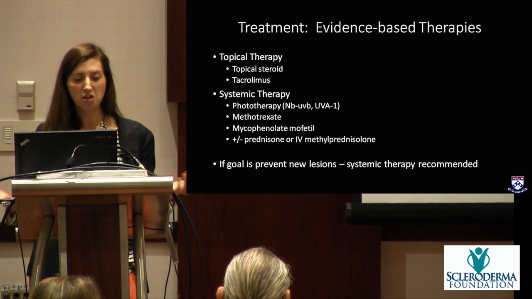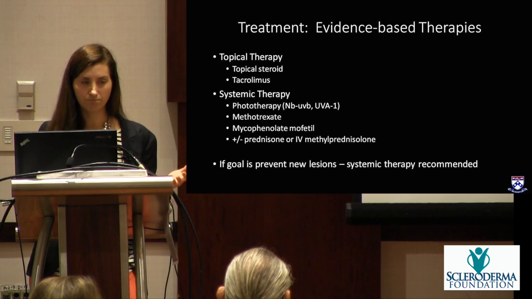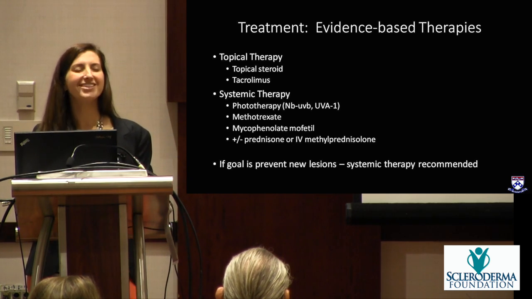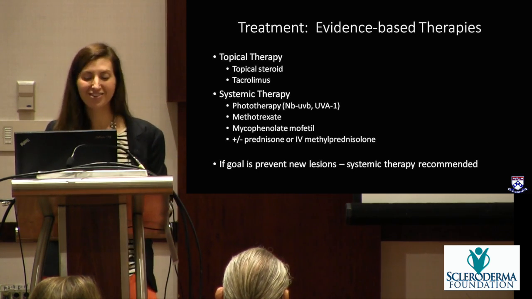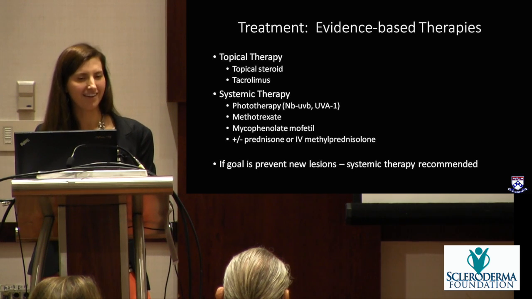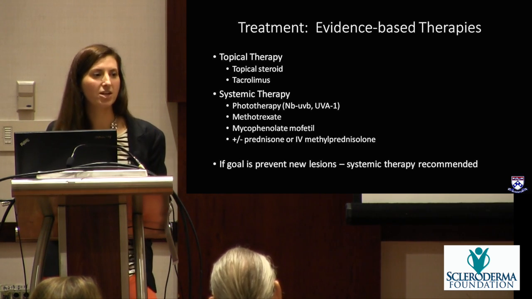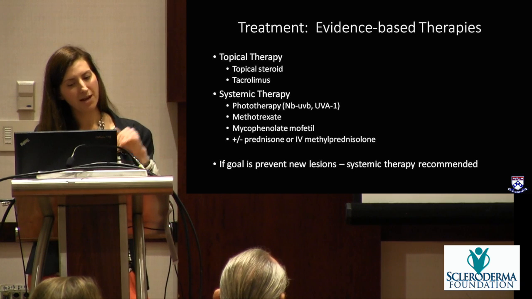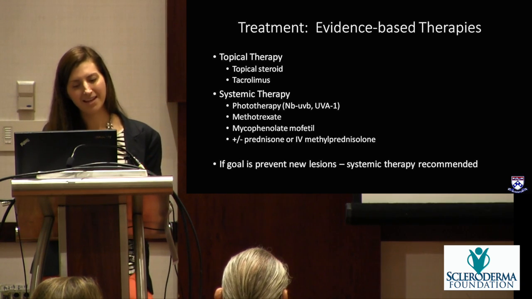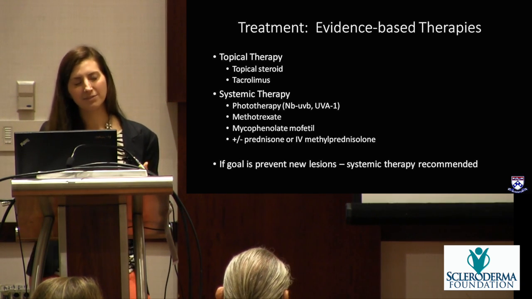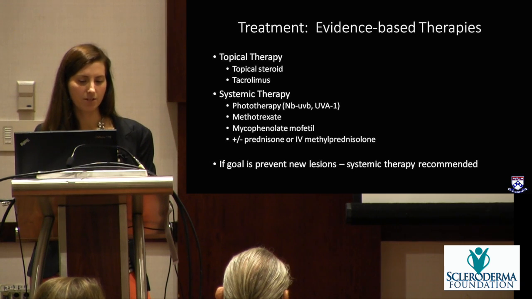For example, there's not UVA1 in New York City. There's not UVA1 in Philadelphia. So it is harder for patients to access. Does it work because it penetrates deeper than narrowband UVB? It does. But a lot of times logistically it doesn't work for patients.